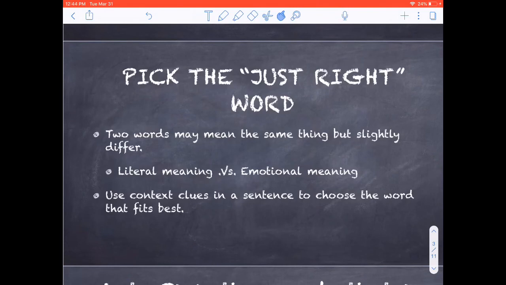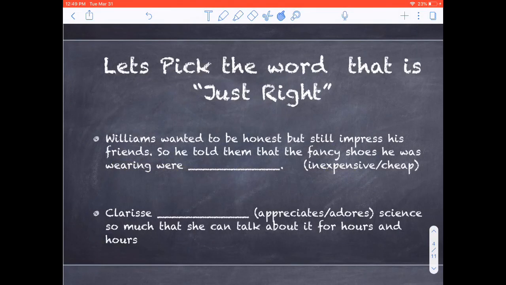When you're thinking about shades of meaning, you're going to be focusing a lot on picking the word that is just right. Even though the words mean the same thing, we have to make sure we're making the right choice. It might be a literal meaning, which is that all of them mean happy, but the emotional meaning makes a difference. So one might show that you're very happy, and one might show that you're the happiest you've ever been. So it's important to look at both of those different meanings and then use our strategies from context clues, choosing which word truly fits. Now, we're going to go over some ways to choose the word that is just right.